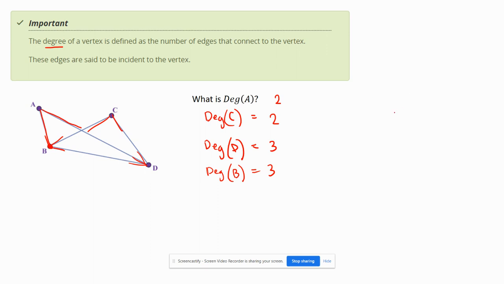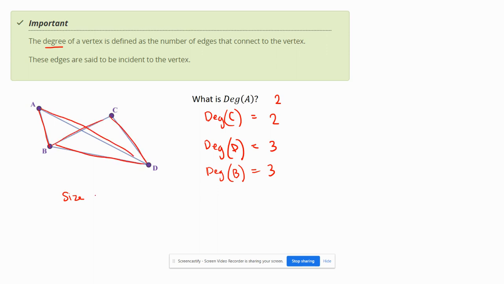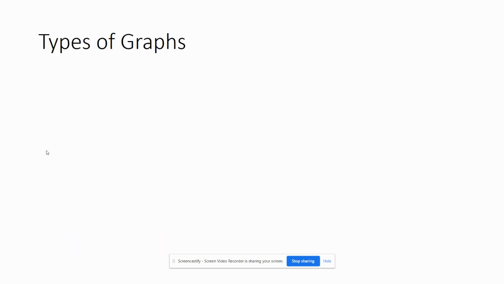So let's go back and also do the size. The size of this one would be the number of edges. I think we did this one before. 1, 2, 3, 4, 5. Size is 5. And then the order is 4. 1, 2, 3, 4. Okay, it's easy, but at the same time confusing.